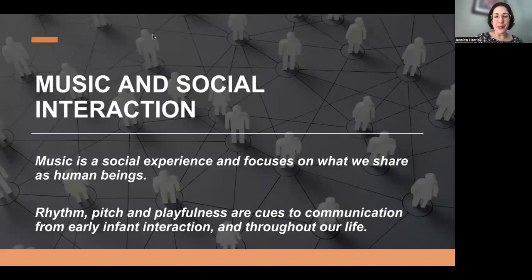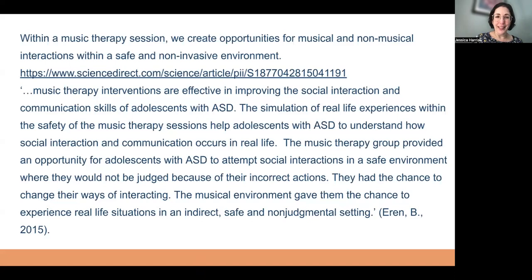So let's look at music and social interaction. Music is a social experience and focuses on what we share as human beings. What's our commonality? Rhythm, pitch, and playfulness are cues to communication from early infant interaction and throughout our life. So within a music therapy session, we create opportunities for musical and non-musical interactions within a safe and non-invasive environment.